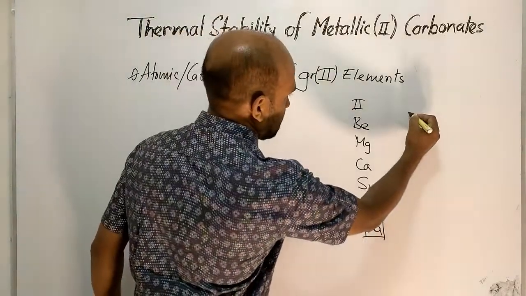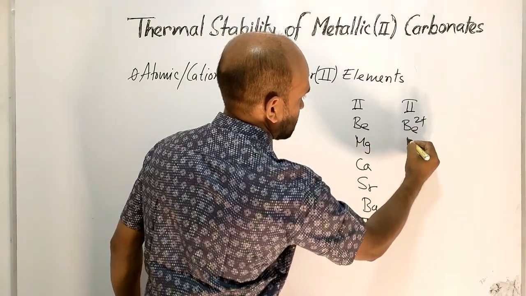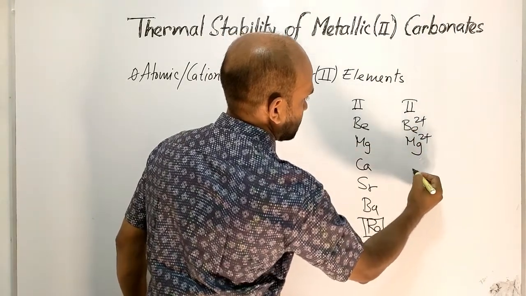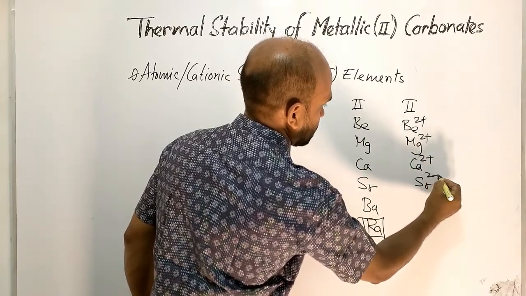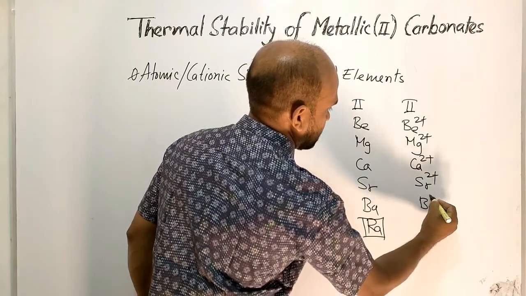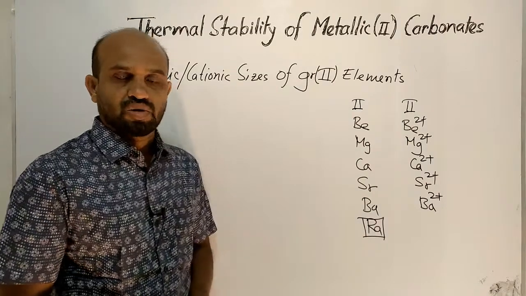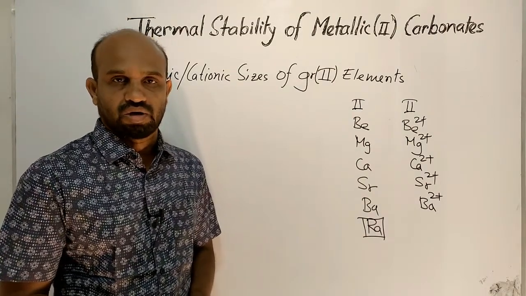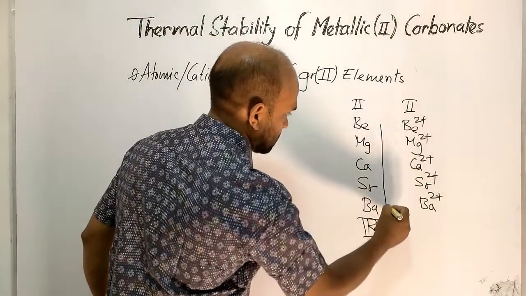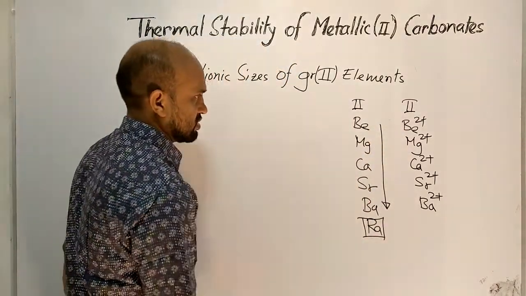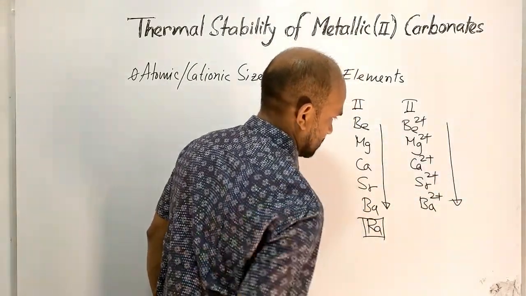And the ions are beryllium 2+, magnesium 2+, calcium 2+, strontium 2+, and finally barium 2+. We know from top to bottom along a column in the periodic table, atomic sizes increase, and at the same time ionic sizes increase as well.